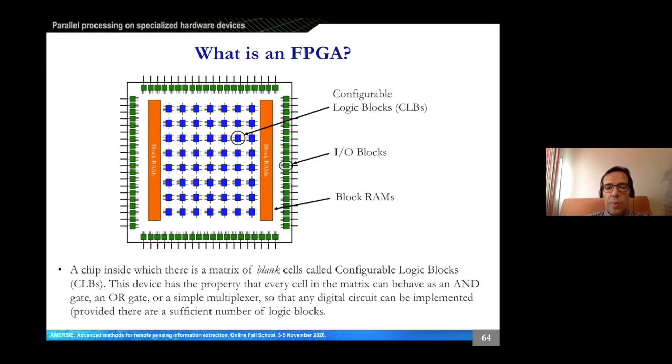What is an FPGA? So as you can see in the slide, the FPGA is a very simple hardware architecture. It's a matrix of blank cells called configurable logic blocks, CLBs. And this device has the property that every cell in the matrix can behave as an AND gate, an OR gate, or a simple multiplexer. So that allows us to implement any digital circuit, provided that we have a sufficient number of logic blocks.